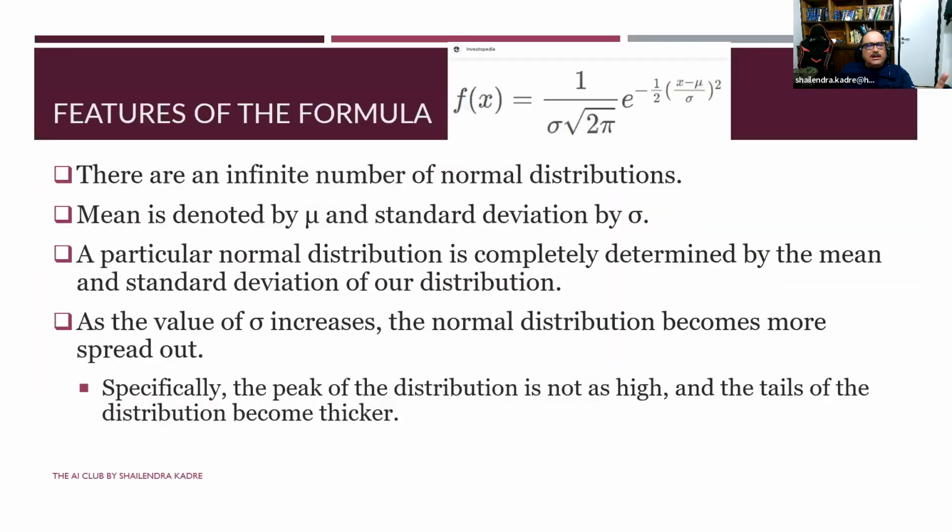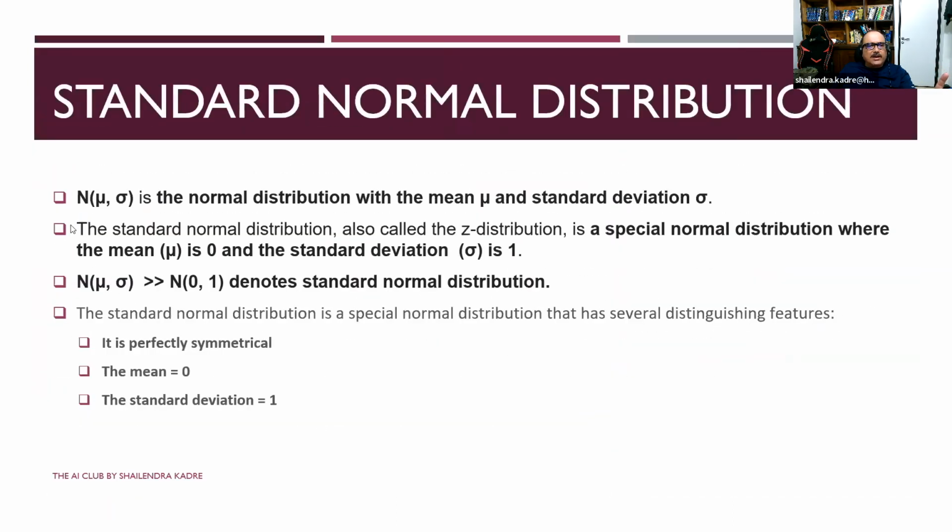So how is it represented? It is represented as N(mu, sigma), so N(0, 1). 0 means mu is 0 and standard deviation is 1. Then that normal distribution is called a standard normal distribution. Listen to me carefully: if for any normal distribution mu is 0 and standard deviation is 1, it becomes a standard normal distribution. Standard normal distribution also has some properties.